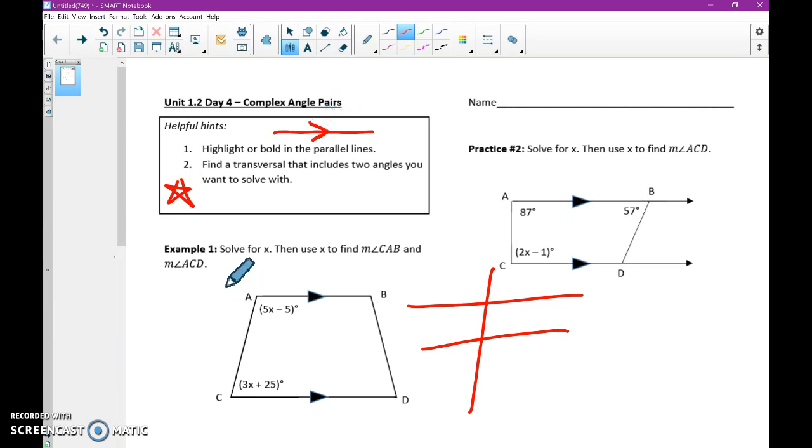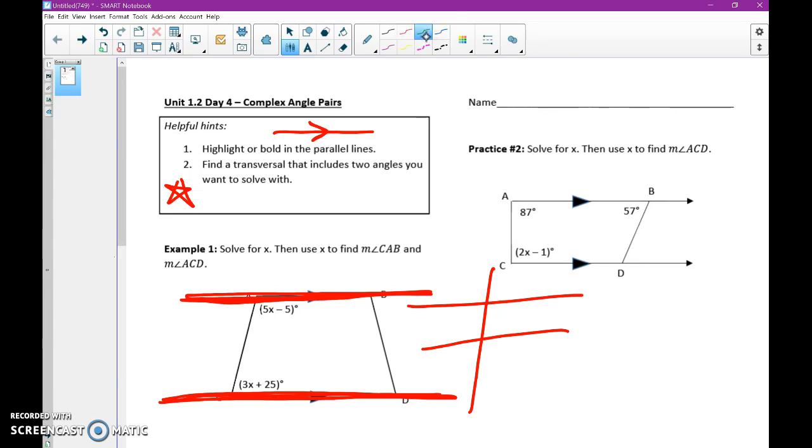So in the first one, I'm going to really bold in AB. And notice how I extend it past the shape itself so it looks kind of like what we've done before. And then CD is the other parallel line here. In this one, there's only one set of parallel lines, so that's my only option.